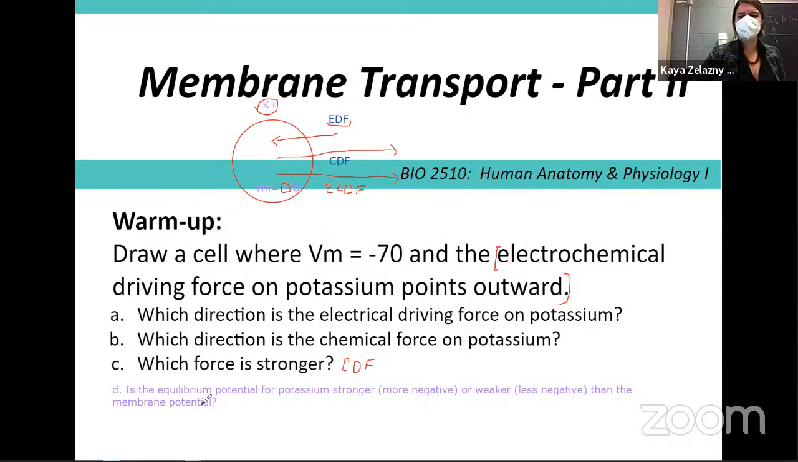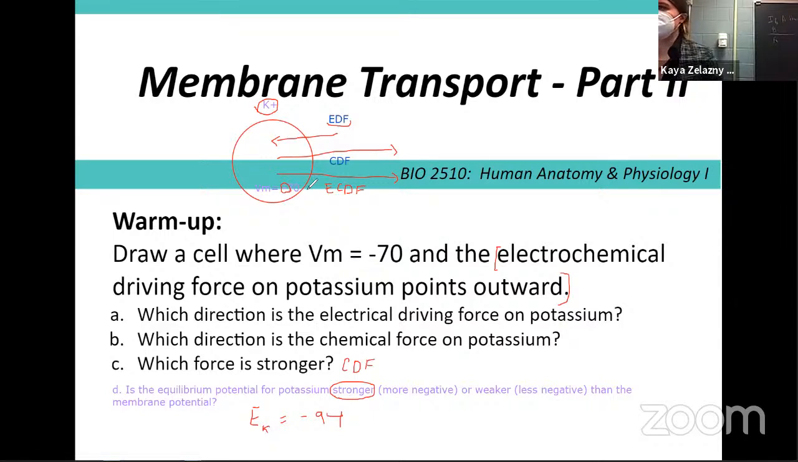So now we want to think about what this means for the equilibrium potential. So if we were to figure out what EK is, would you expect it to be a bigger number, in this case I mean more negative, or a smaller number, in this case I mean more positive than that Vm of negative 70? Yeah, it's going to be more negative, right? So actually it's like negative 94. Okay, so it's stronger.